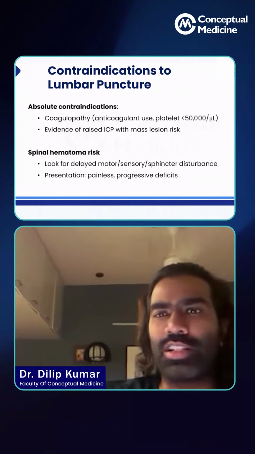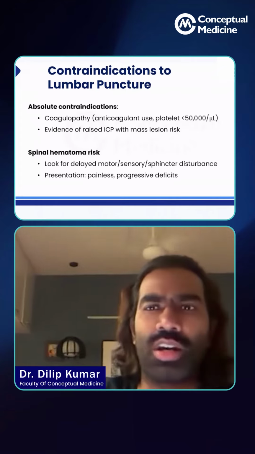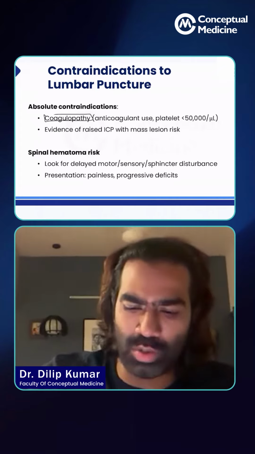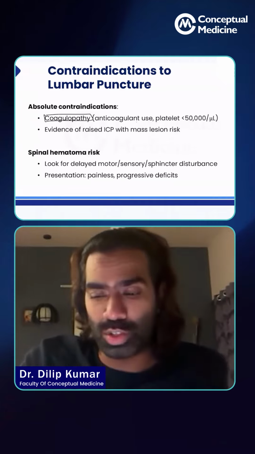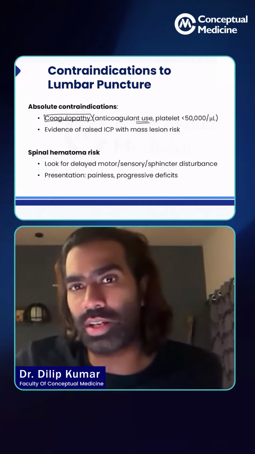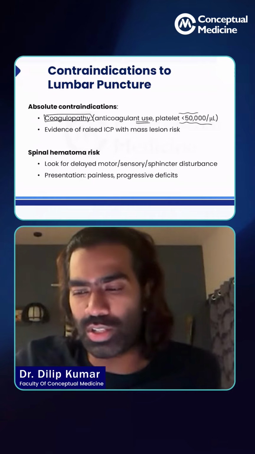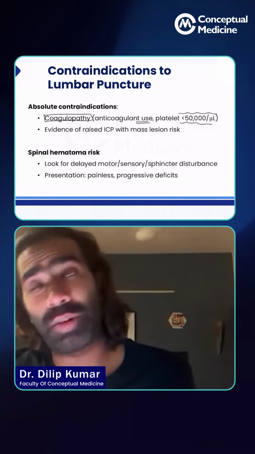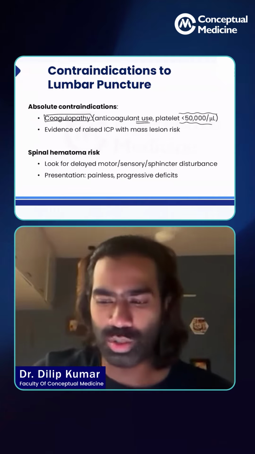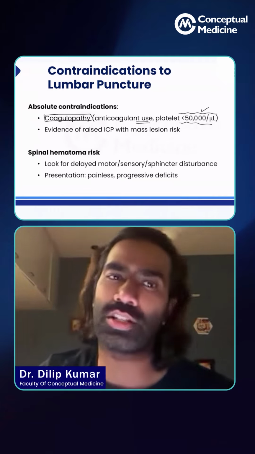So what are the contraindications to lumbar puncture? The only absolute contraindication, according to me, is coagulopathy, a very commonly asked question in exams. So coagulopathy: either the patient is currently using anticoagulants, or the platelet count is less than 50,000, so the risk of hematoma is going to be very high. So these are going to be definite contraindications for lumbar puncture.